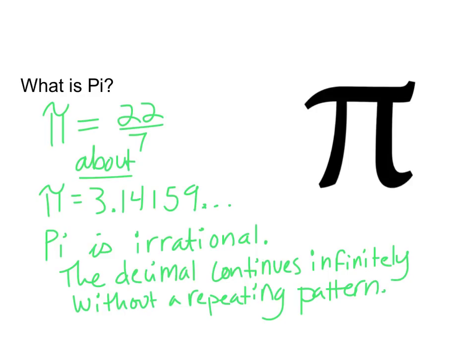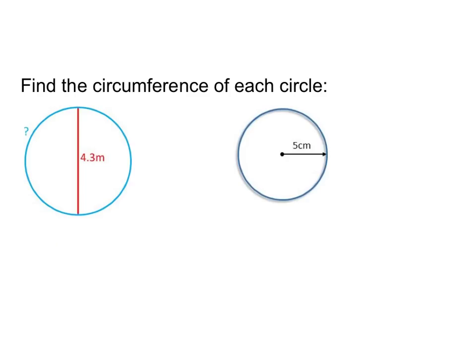In this class, we are generally going to use 3.14 as our approximation of pi. Once again, that's an about, that is not exact. In order to get it exact, you would have that infinite number of decimal places, so that's impossible. But we'll just use 3.14 to make our lives a little bit easier. All right, so let's go ahead and use our formula to see if we can come up with an approximate circumference of each circle. If you think you know what to do, pause and do it now.